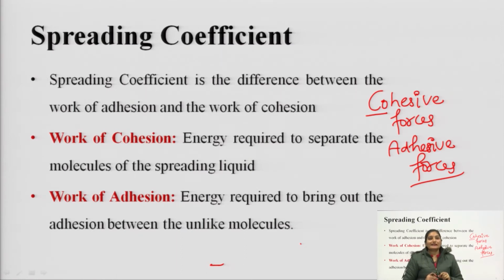So, firstly we will discuss work of cohesion. What is work of cohesion? It is the energy required to separate the molecules of the spreading liquid. For example, oleic acid. We are placing a drop of oleic acid on the surface of the liquid. So, oleic acid is the spreading liquid, spreading on the liquid surface, and the energy required to separate the molecules of the oleic acid is known as the work of cohesion. Okay.